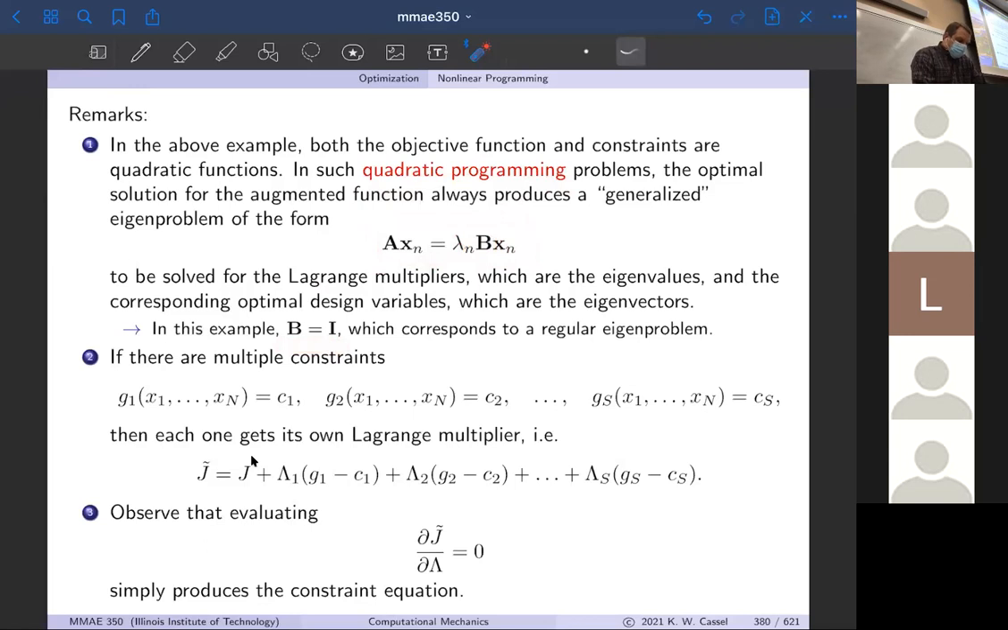Now, if you have multiple constraints, then you just have multiple Lagrange multipliers. So say we have capital S constraints, G1, G2 through GS. You simply augment your objective function J or F or whatever you're calling it with a Lagrange multiplier times each of your constraints, all capital S of them. And then again, you just do your differentiation with respect to x1, x2 through xn, and everything else is the same. So the Lagrange multiplier method covers all the bases, takes care of all these scenarios.